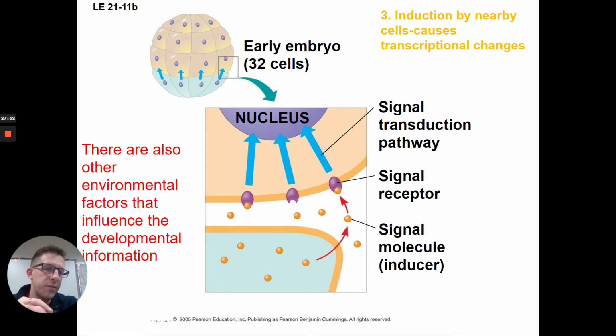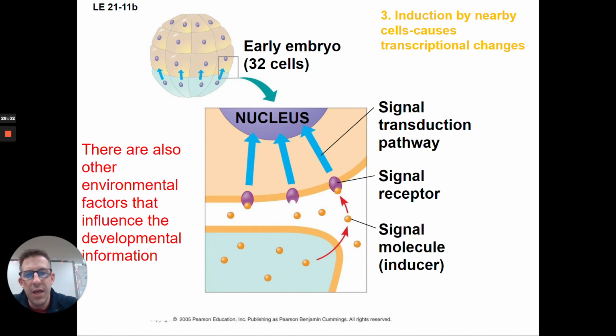The third phenomenon that we are going to talk about briefly is called induction. Okay, and the example that we see here is induction by nearby cells. Induction by nearby cells can also cause transcriptional changes, and this is something that we're going to see in the development of a creature called a nematode in the next video that I do. But induction is basically, again, chemical signaling. Okay, and a lot of this stuff revolves around chemical signaling. It goes back to that chapter 11 stuff that we talked about that was maybe an overlooked but very important chapter.